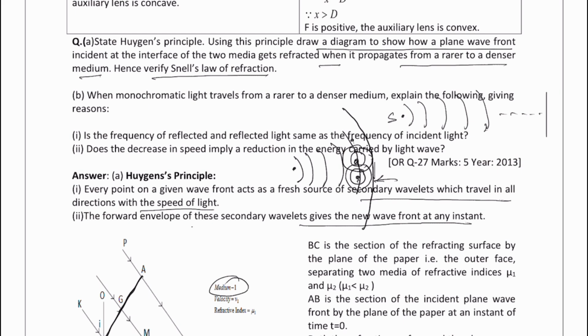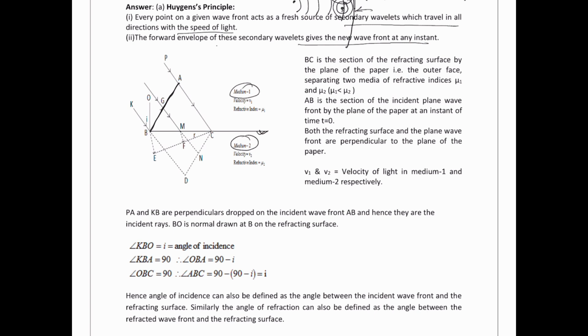The property of a wavefront is this: the incident ray is perpendicular to the wavefront. Any perpendicular drawn on the wavefront is an incident ray. So my KB and PA are the incident rays. If the two media had been the same, suppose medium 2 same, then AB would have advanced to CD. CD would have been the position of the wavefront after an instant of time t.